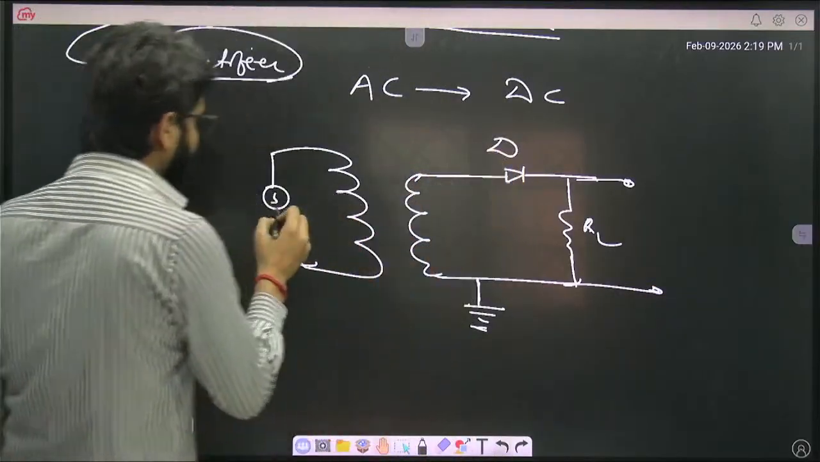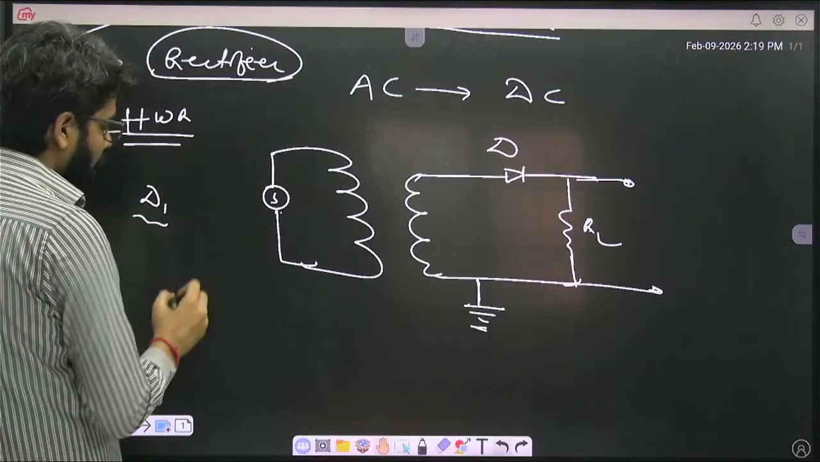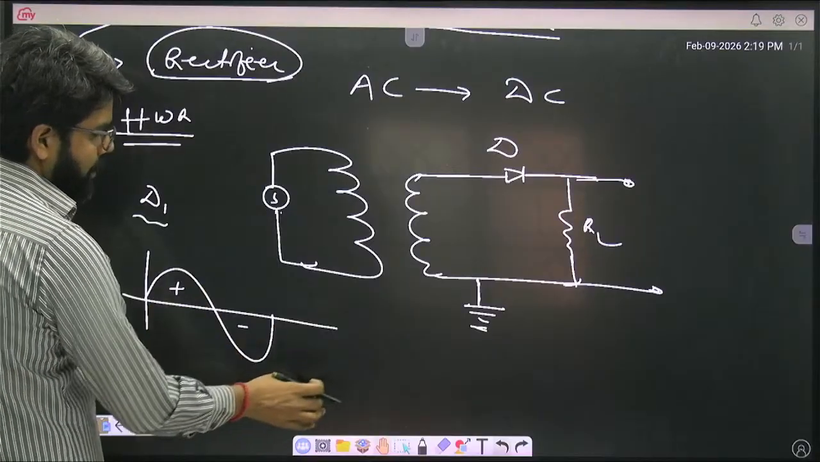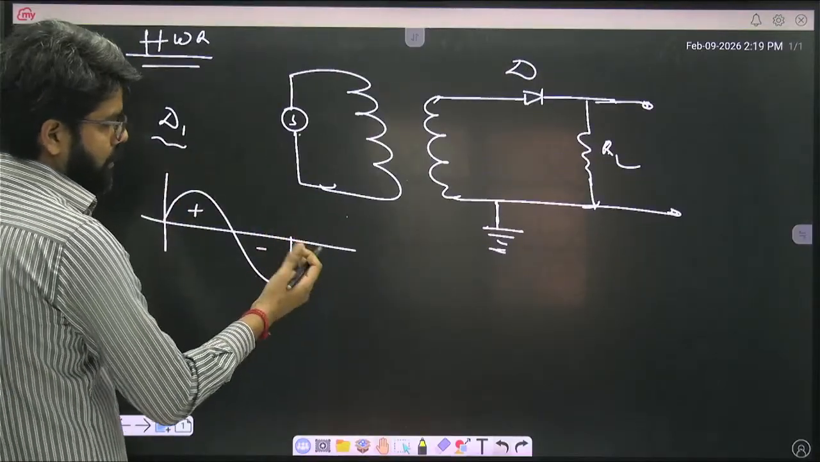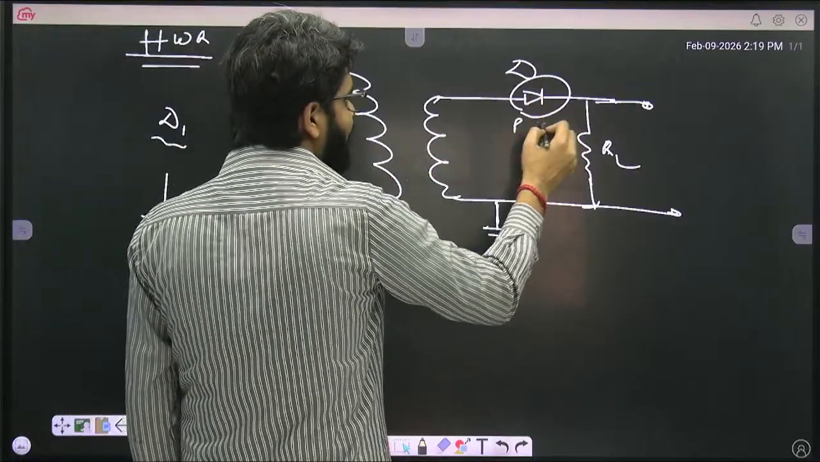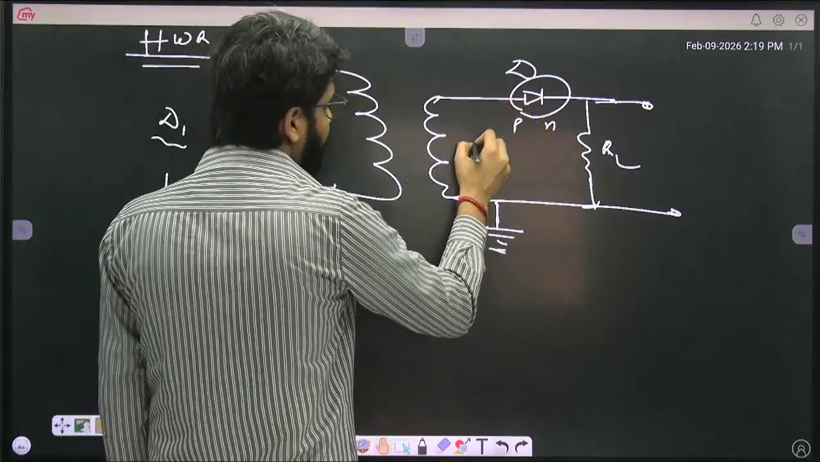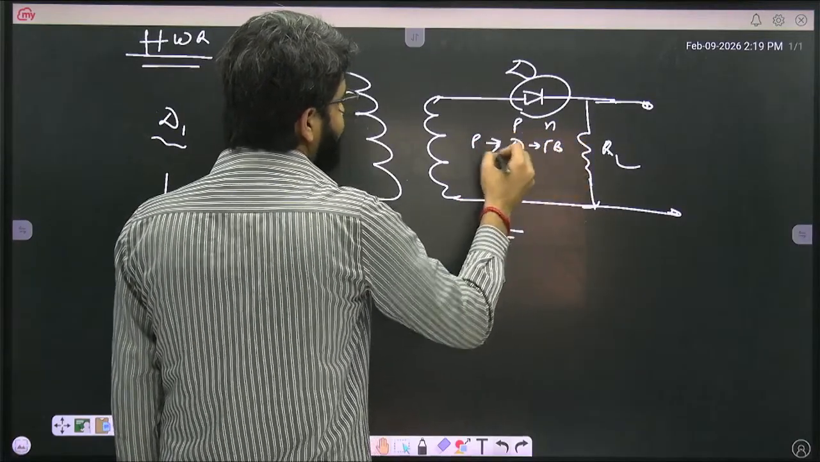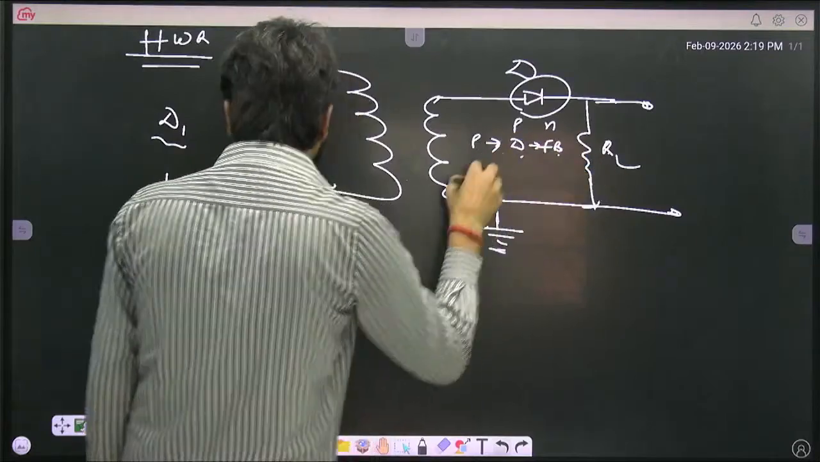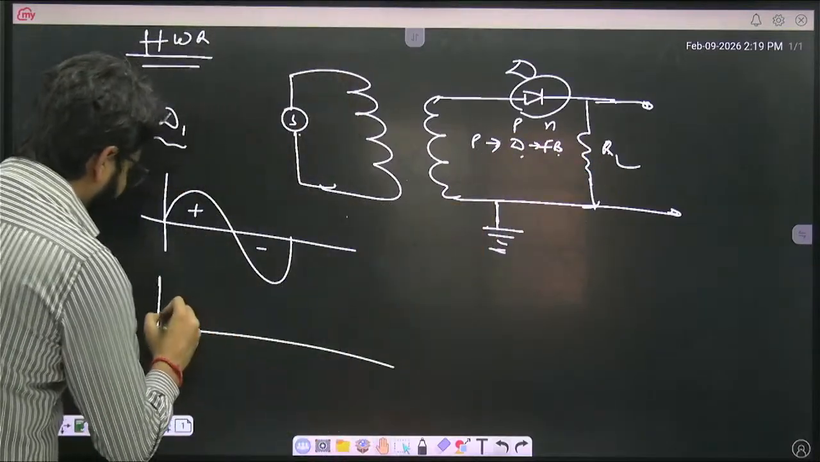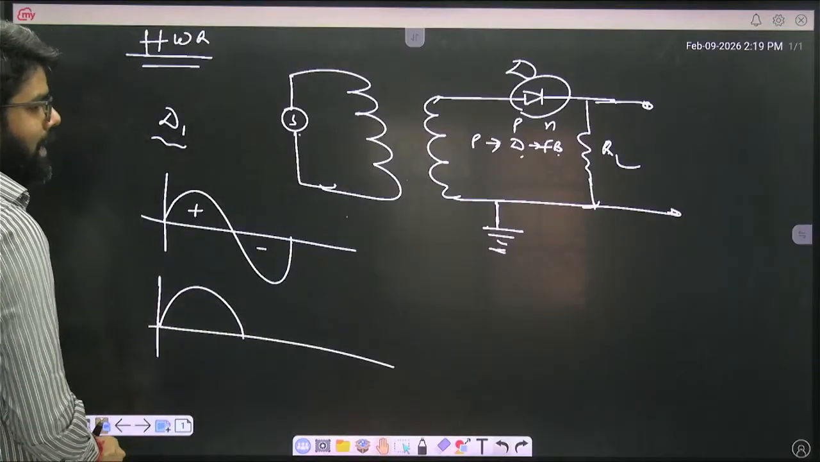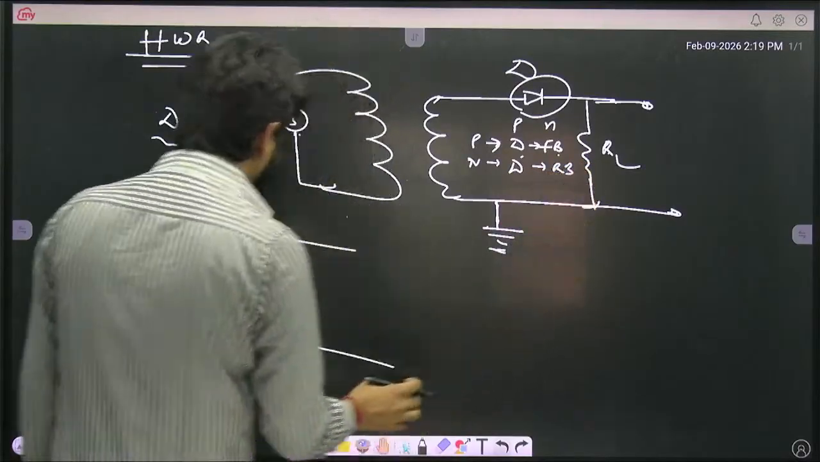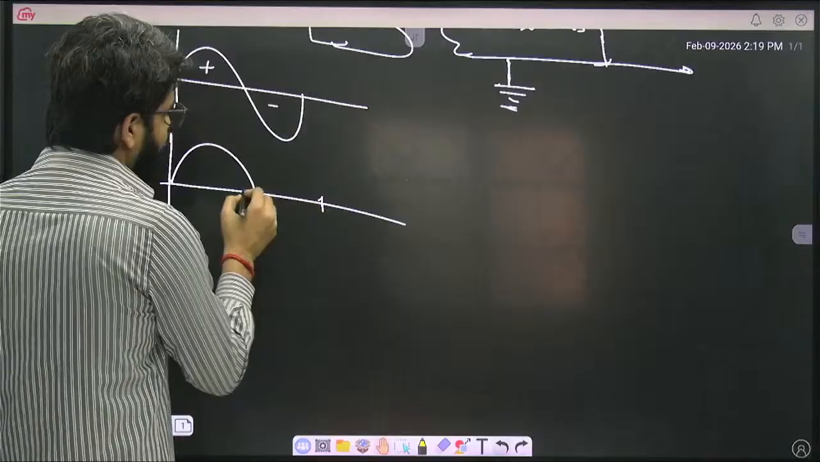So when AC supply comes, D1. When the positive cycle comes, generally the graph of this AC cycle is like this. This is positive and this is negative. When the positive cycle comes, this end is P and this end is N. So what will happen for the positive one? The diode will be FB. For the positive cycle, the diode will be FB, that is forward bias, and it will conduct. So we'll have the current like this. And for the negative cycle, the diode would be RB, that is reverse bias, and there will be no conduction of current. So it will be 0.